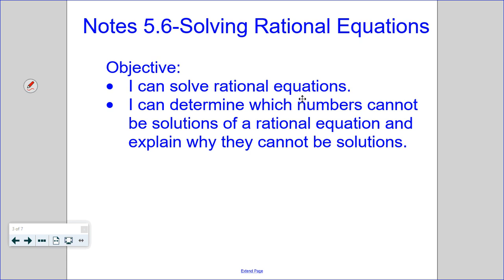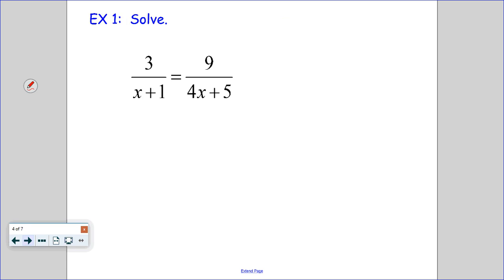Okay. So today we're going to be solving rational equations. It's the last section in this unit. And then the test is going to be next week. Okay. So next week, Thursday and Friday. So starting review on Friday, and then Tuesday and Wednesday we'll be reviewing the class as well. And then Thursday, Friday, your test. Okay. So it's solving rational equations, and then you're going to determine which numbers cannot be solutions and explain why they cannot be solutions. So here's our first one.